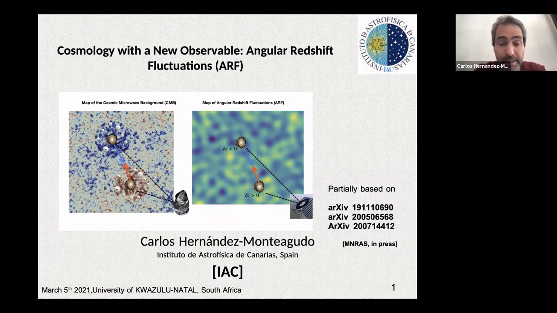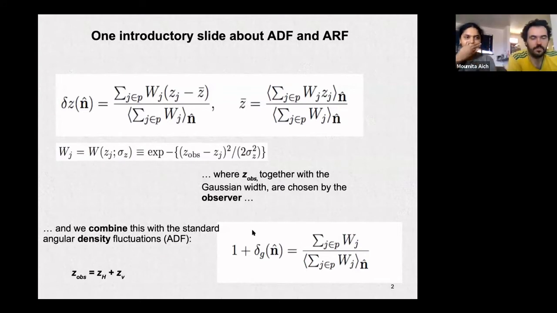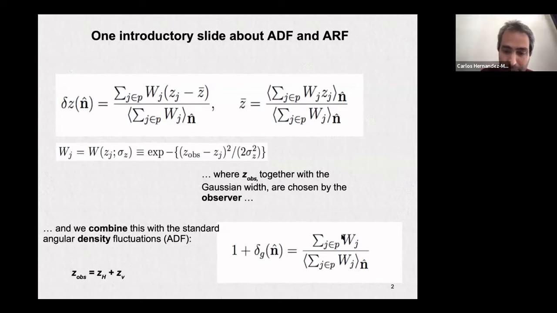This talk is about angular redshift fluctuations, which is something related to the standard 2D or angular clustering. Let me just focus here on this bottom right equation. This is standard 2D clustering. Let's assume that we have a spectroscopic galaxy survey where we have redshifts for each of the galaxies.